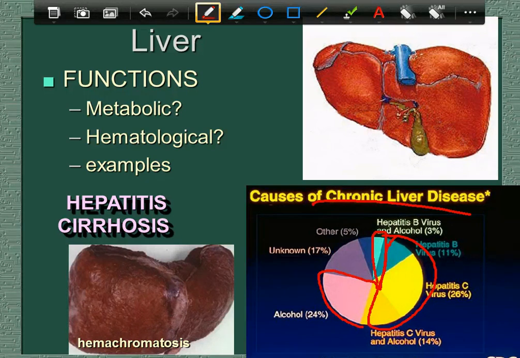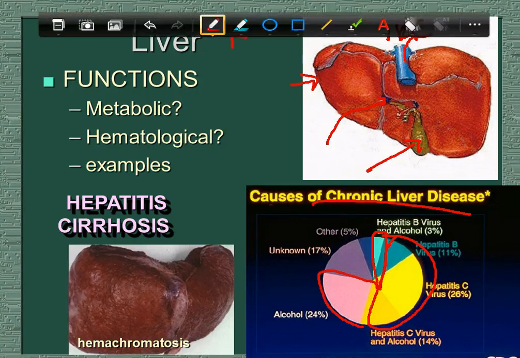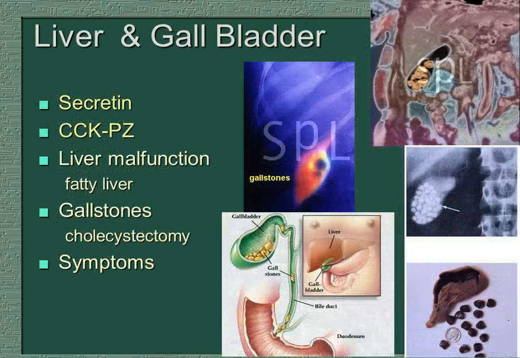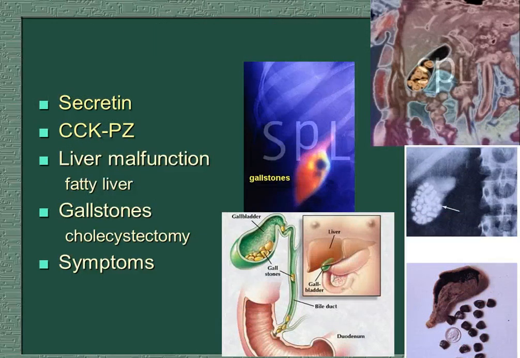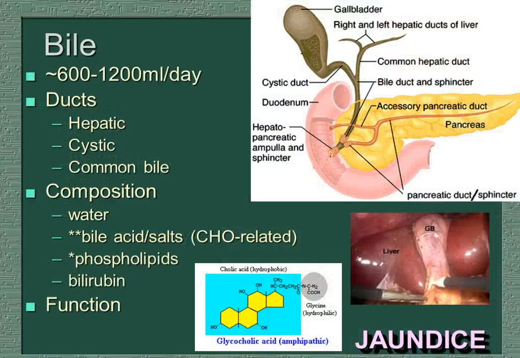Alright, so notice the liver up here. You can maybe just make out the entry of the hepatic portal vein over here. There's the gallbladder right there. This is the inferior vena cava that's going to drain all the blood away from the liver. Okay. So, bile, and then we'll quit for this tape. About a liter a day. A good view again of where all this is happening.